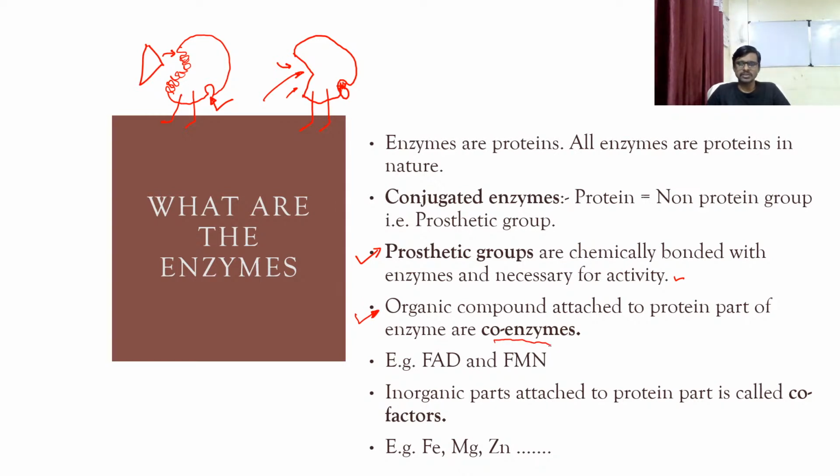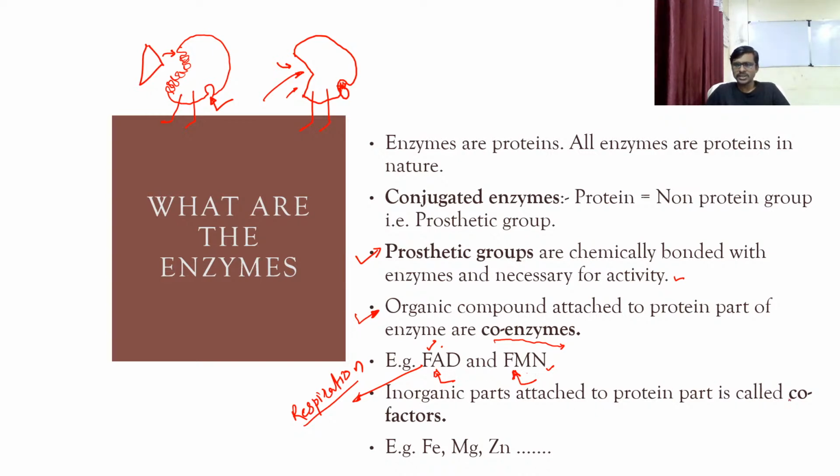There is one more thing which helps the enzyme in conducting the reaction, and that is a coenzyme. What are coenzymes? These are organic compounds attached to the protein part of the enzyme. For example, FAD, FMN, this is flavin mononucleotide. FAD, you know that? Let's see it in the respiration chapter. We are going to discuss all these types of organic compounds.